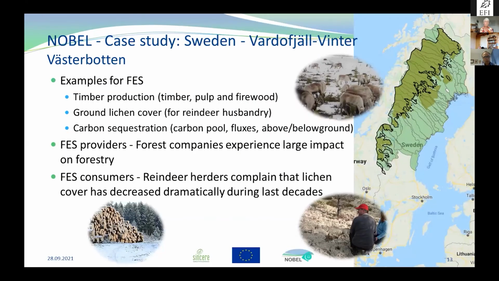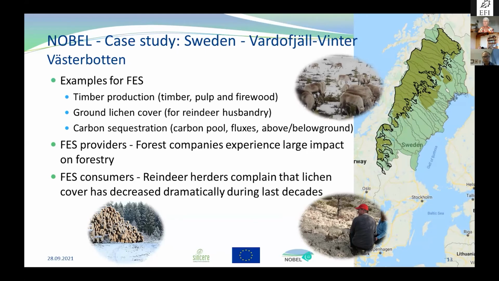The other case study, in Sweden, is a different one. It's not on the local scale, it's more on the regional scale. Here, the forest providers have on the one hand the interest in timber production, but from reindeer herding there is a huge interest in a high production rate of lichens.